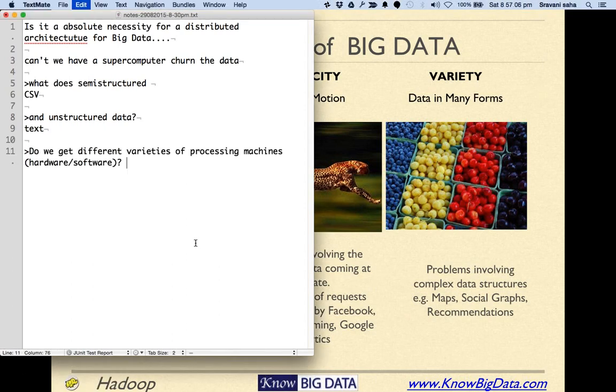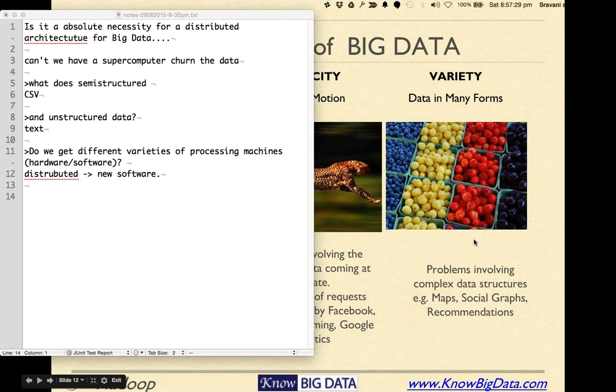All right. Next question from Bhima Rao is, do we get different varieties of processing machines, hardware or software? So not hardware. All this distributed computing means only new software. Hardware remains the same. Okay. Make sense now?